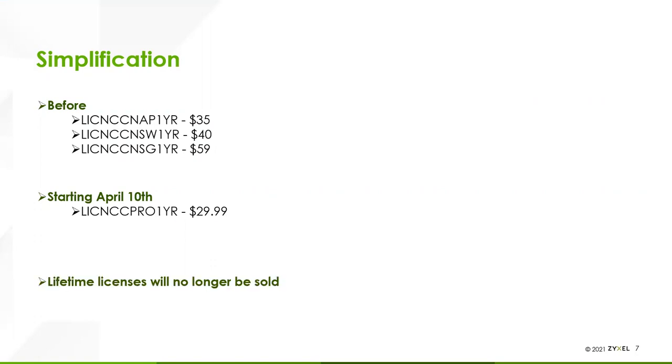So this is just showing here were our licenses before, right? You had these 3 different licenses. So now we've got just that one-year license at $29.99. So you're saving $5 per AP, you're saving $10 per switch, and you're saving $30 per gateway that you need to manage. We did get rid of the lifetime licenses. That is something that can no longer be supported. So I'm sorry about that. But hopefully the cost savings here will help make that up to you.